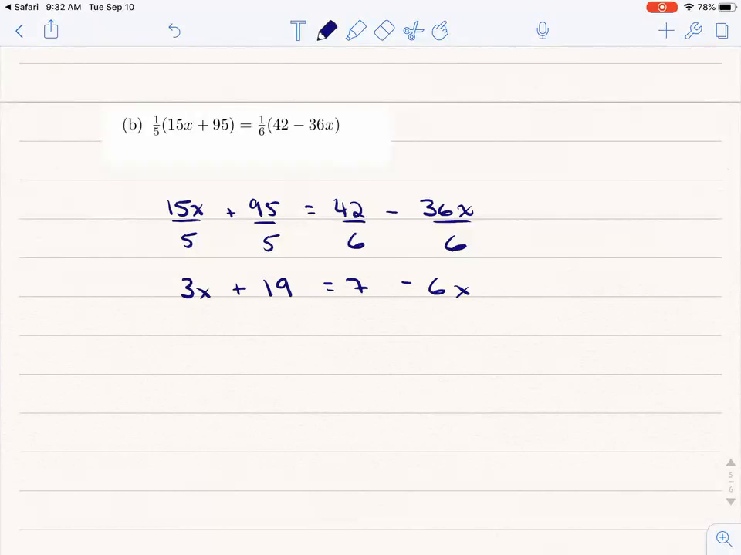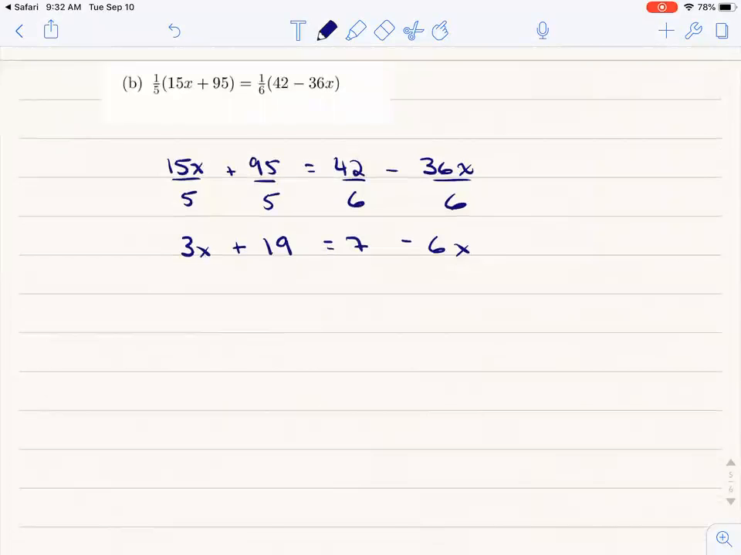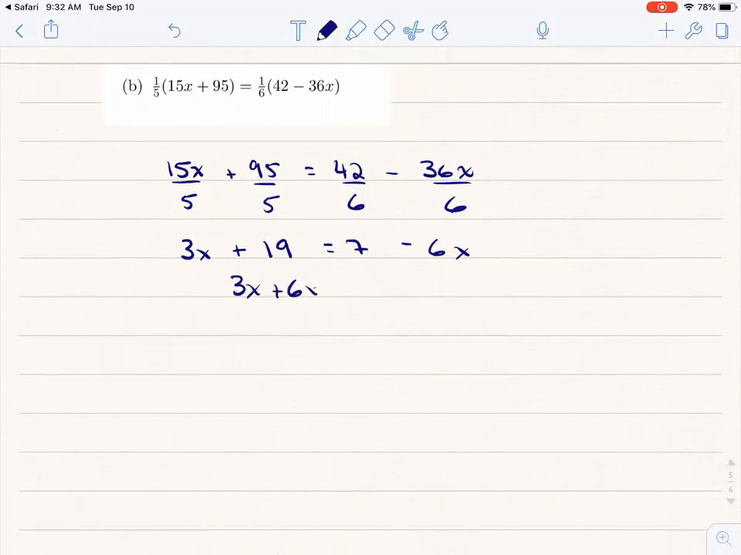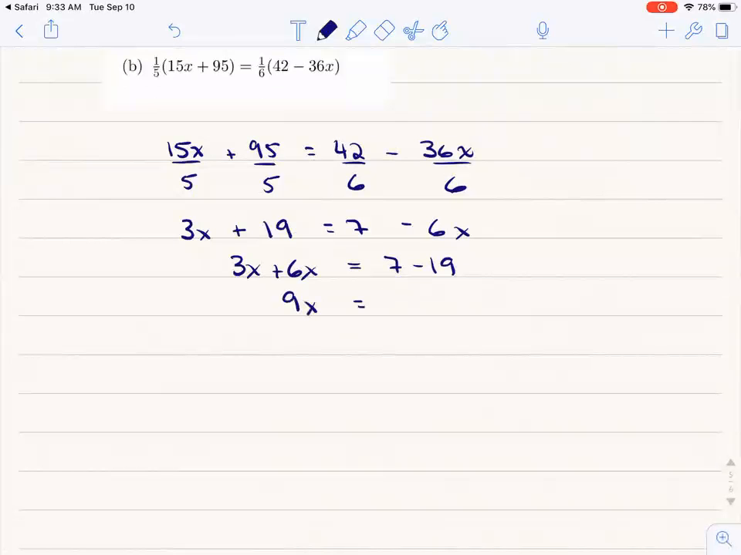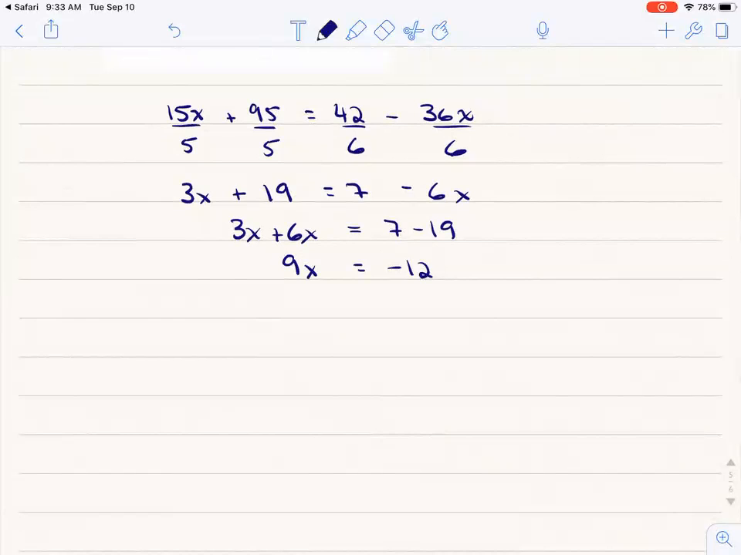And now we're back to where we kind of started off at the beginning of the worksheet, right? We just had to do a little bit of work to get to that spot, but now we know we have to move our x's to one side, our numbers to the other side, collecting like terms. I'm going to move my 6x over to the left-hand side. 3x plus 6x. A little short-sighted, I guess, because I'm going to have 7 minus 19, but that's all right. So now I've got 9x is 7 minus 19, negative 12. So getting x on its own, I've got x is negative 12 divided by 9.